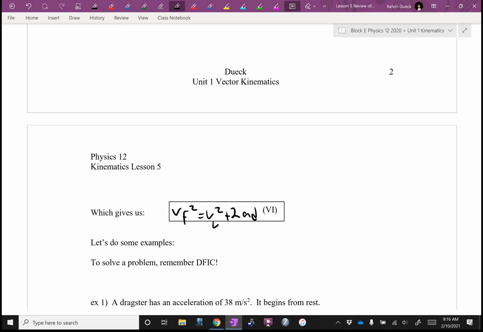And so last year, I introduced this DFIC concept. I said, list your data, find a formula, insert the numbers, crunch the answer. I don't care if you follow that or not. I'm not going to give you marks for it. In fact, as you get good, many of you started skipping steps, and I'm fine with that. But this is one of my fallbacks. If I don't know what to do, when in doubt, DALP or DFIC. Try that.